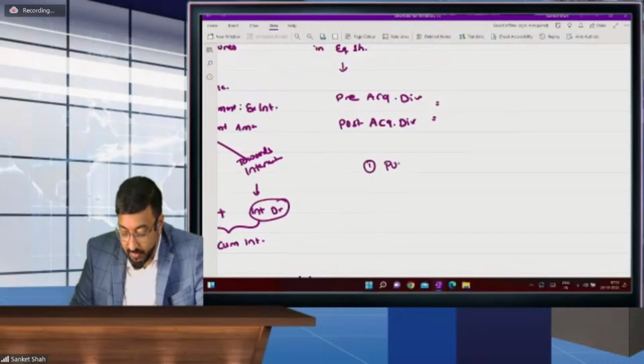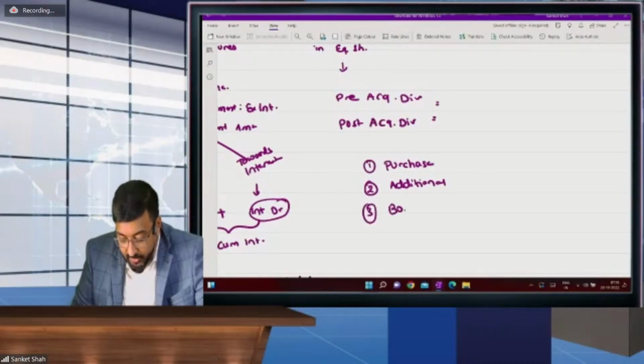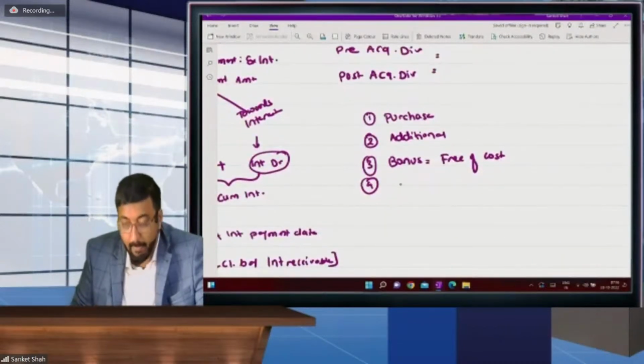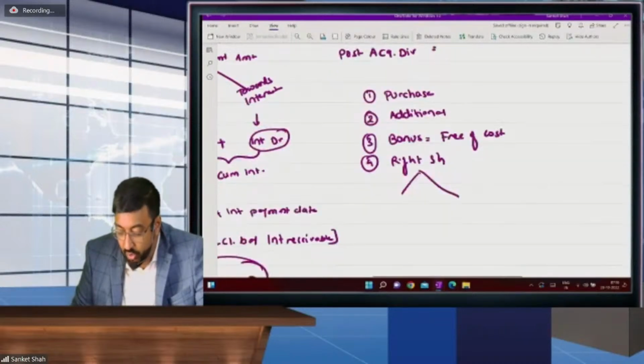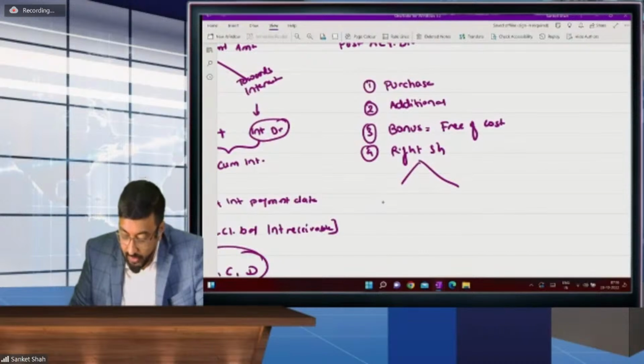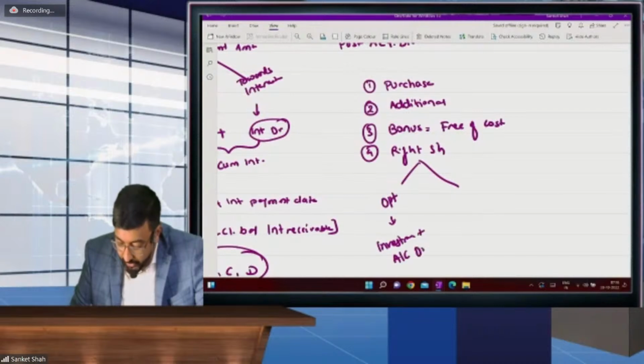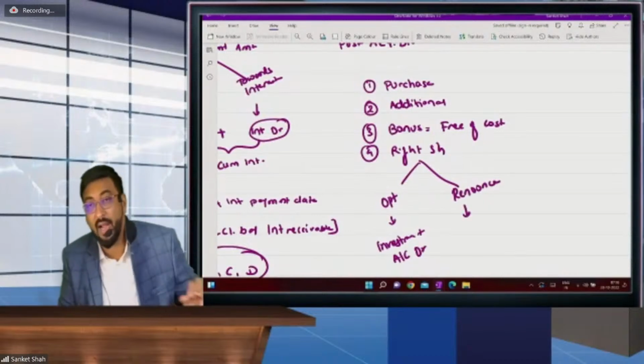You will purchase some shares, additional purchases. Remember, then you will get some bonus shares. Bonus shares are always free of cost. Number four is right shares. In right shares, you will divide it in two parts. Number one, you will opt for the right, then beta, the investment account is debited. And you can renounce your right. Renounce means to give it to someone at some additional price.